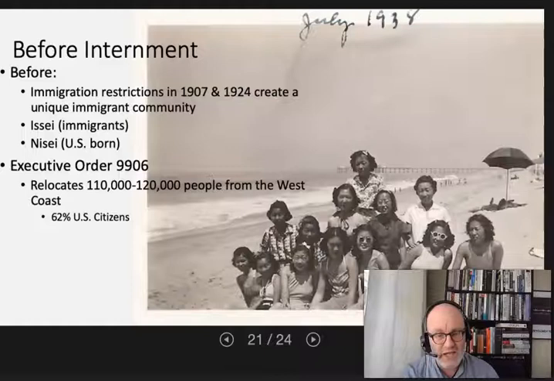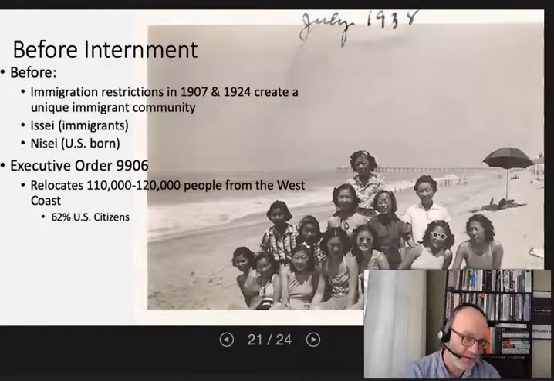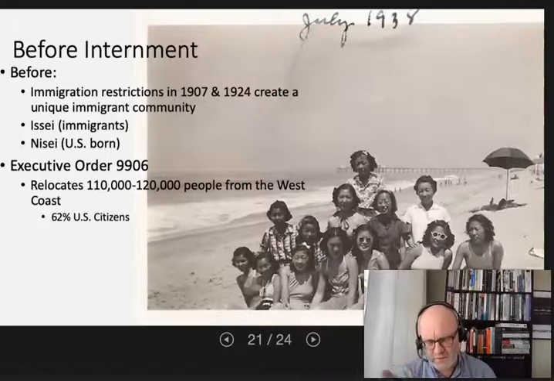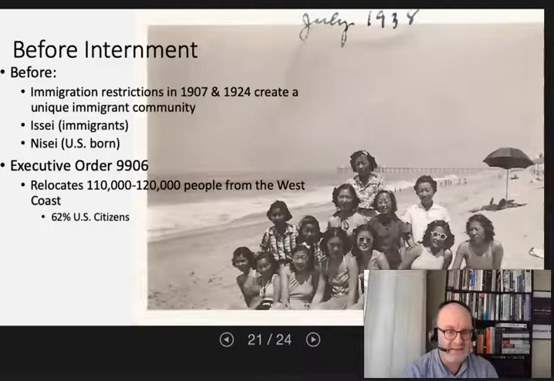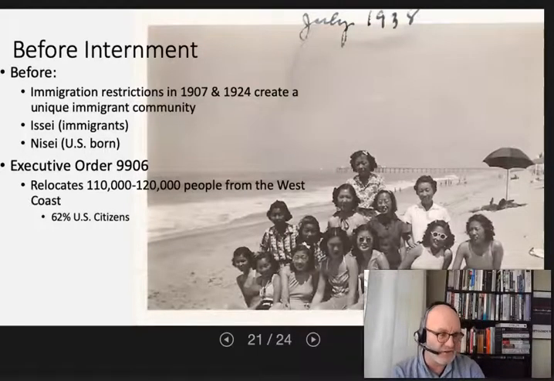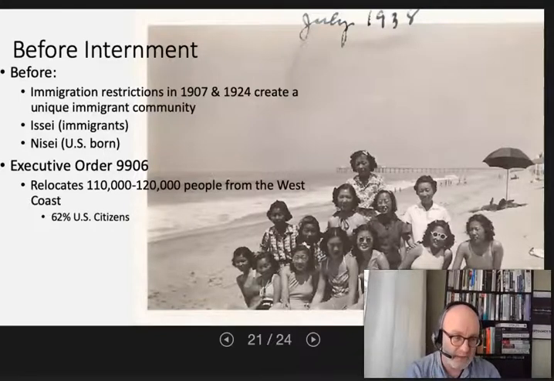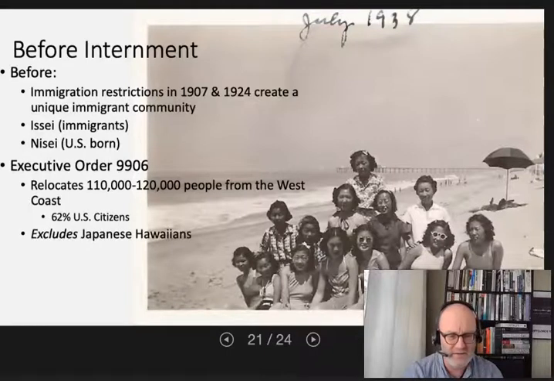So this is not Japanese in Hawaii. This is not Japanese in like Chicago or New York. It's Japanese along the West Coast, and I'll say why in a second. 62% are citizens. Again, Nisei, if you're U.S. born, after the Wong Kim Ark decision of the 1890s, if you're born in the United States, you are a citizen. Right, establishes birthright citizenship.